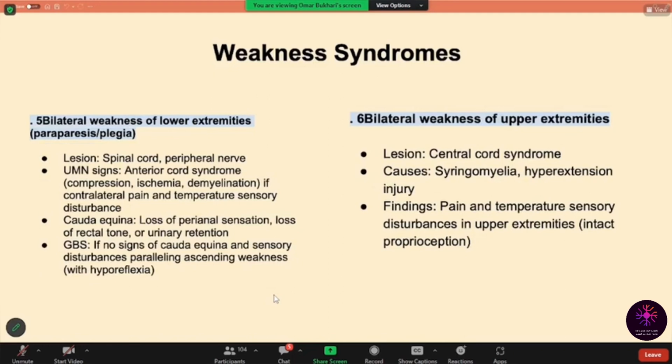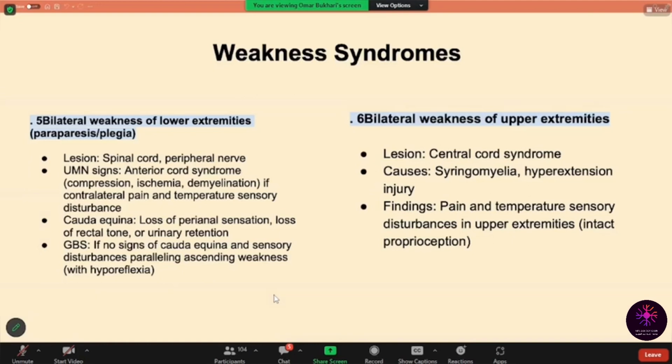Number 5, bilateral weakness of lower extremities, paraparesis and paraplegia. Lesions could be in the spinal cord, peripheral nerves. We will see upper motor neuron signs, for example, the anterior cord syndrome, if it was due to compression, ischemia, or demyelination. Cauda equina and GBS.